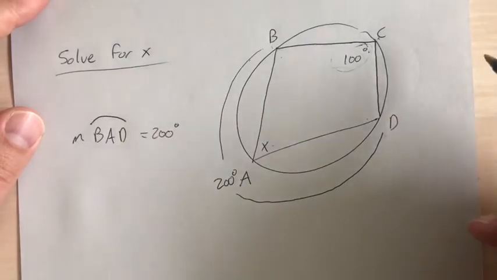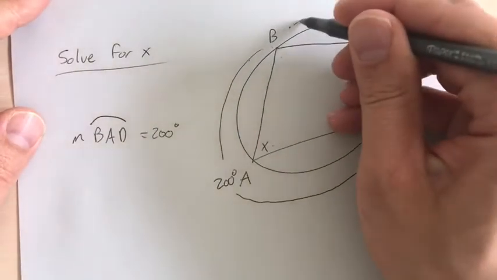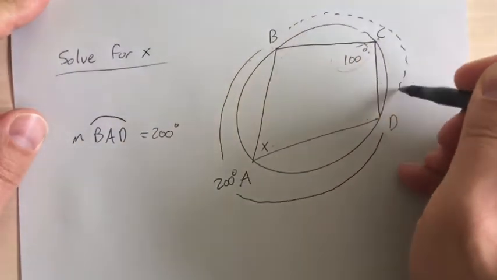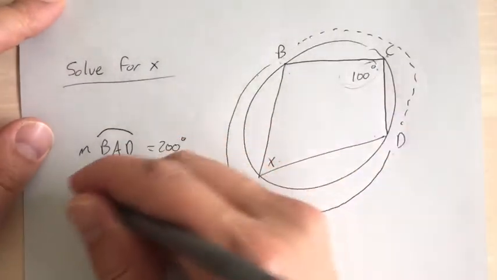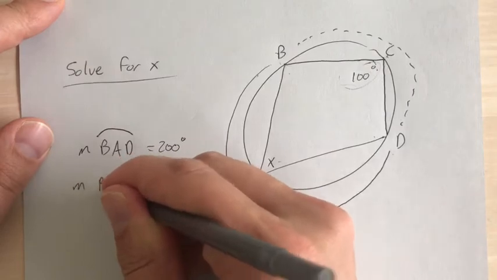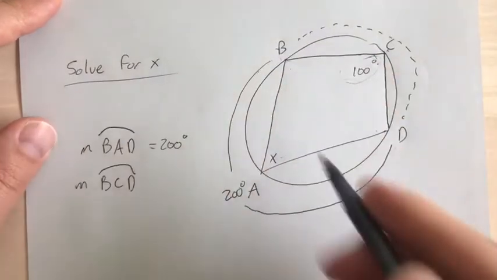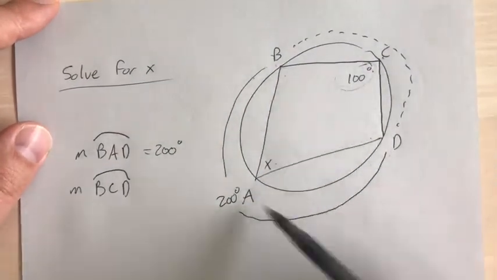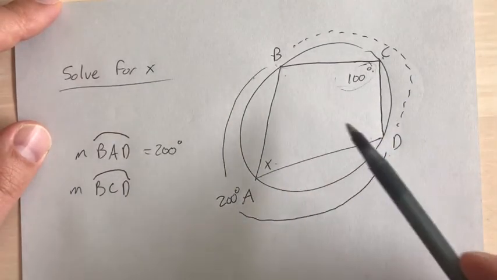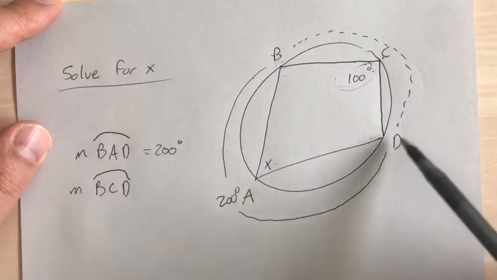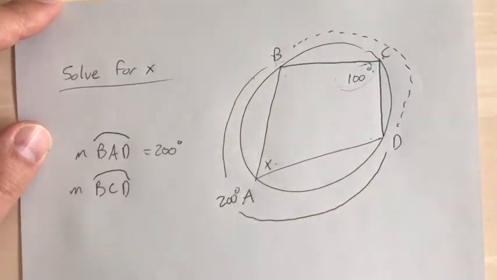Now, I could also find out the measure of this arc from B to D, right? In fact, they would probably call this arc BCD. And the way I would do that is I would know that a full circle, central angle-wise, has to add up to 360, right? So if I know that this part of it is 200, the rest of it has to be 360 minus 200.